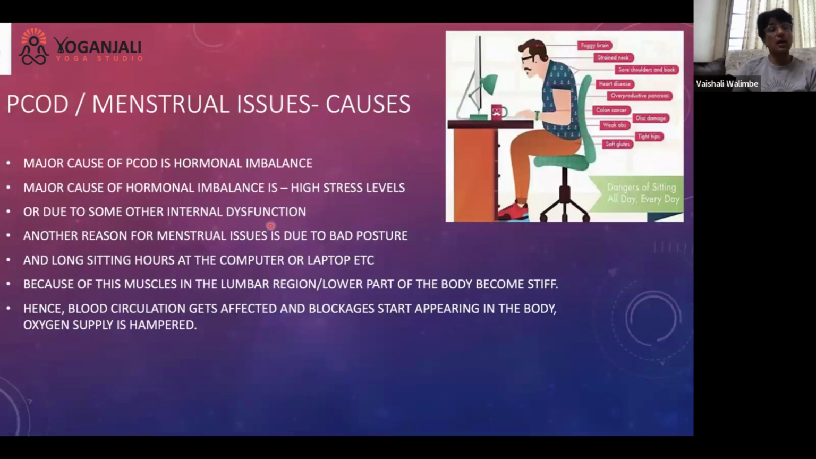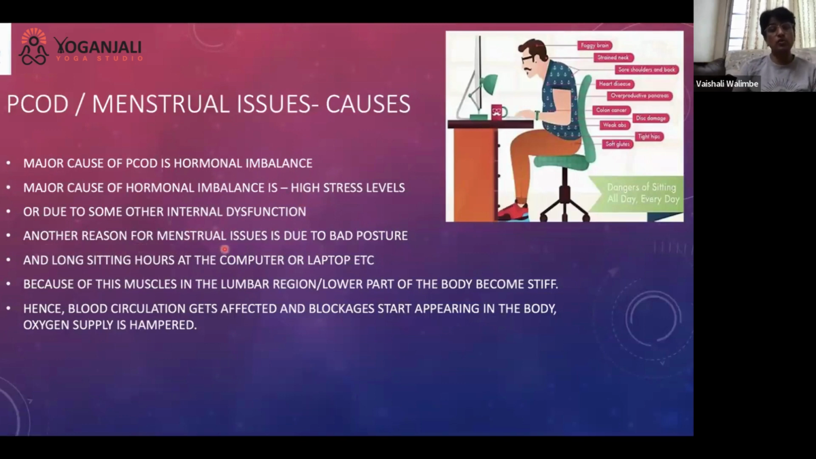Dysfunction means our body is a machine, and sometimes the machine gets damaged. So that is dysfunction. There is no reason, sometimes it happens that it doesn't work. So hormonal imbalance can be caused, I mean, not only because of stress. Internal dysfunction can also happen and hormonal imbalance can happen.